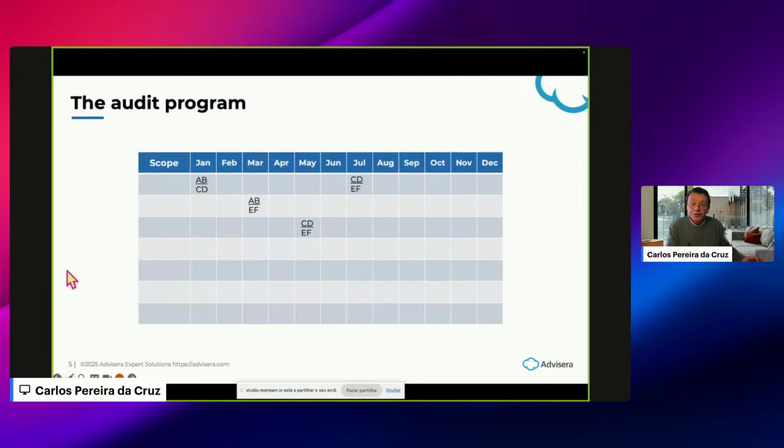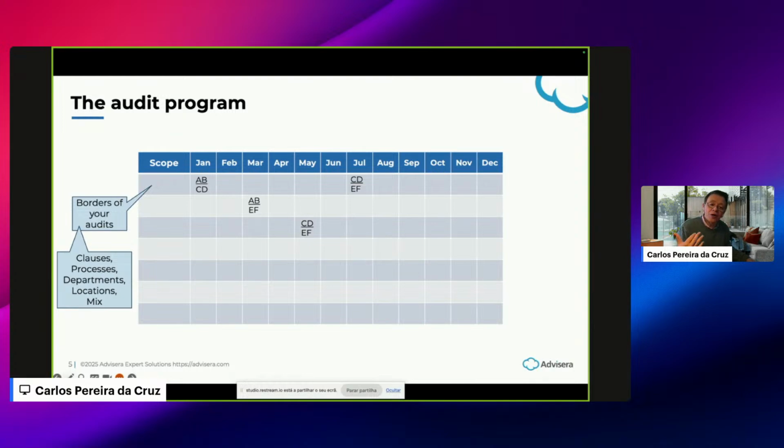Okay. So let's see the audit program in more detail. Creating an audit program means you align it with business goals, compliance requirements, and risk areas. You start by determining the scope of your audits, so the borders of your audit. You can use clauses, processes, departments, locations, assets, or a mix. What is important is auditing your whole management system in 1 year.